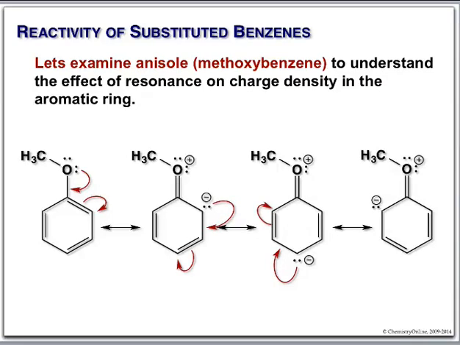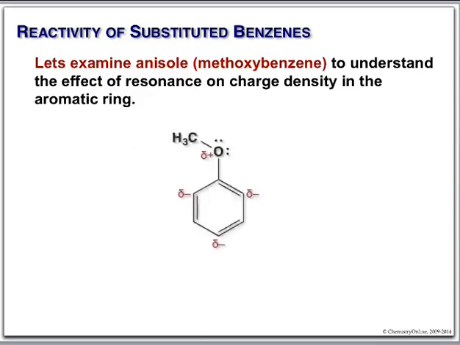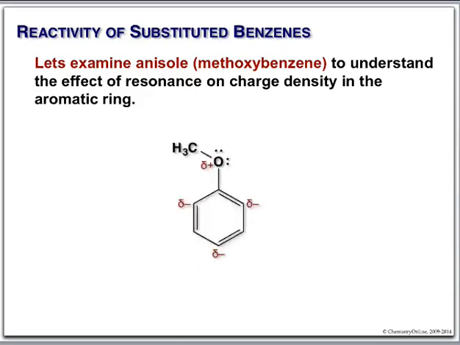Now we show this in the resonance hybrid as a series of partial positive and negative charges. This is our resonance hybrid. Partial negatives here, partial positive there. All right, so now we know 2 things. We can understand, we can rationalize why the methoxy group is activating, because it's pumping electrons into the ring, right? Pumping them in.